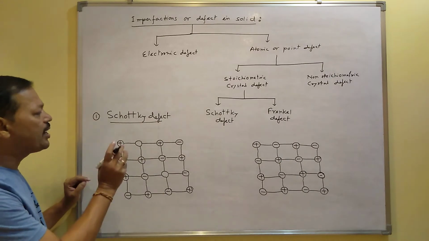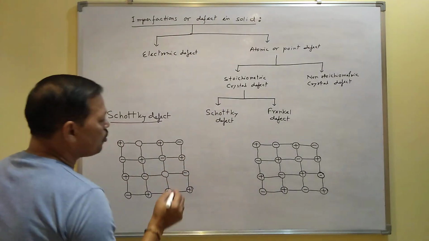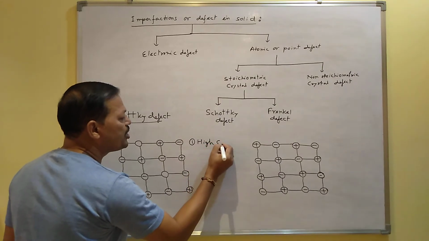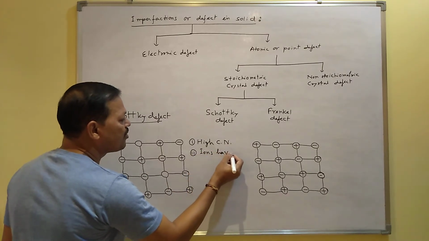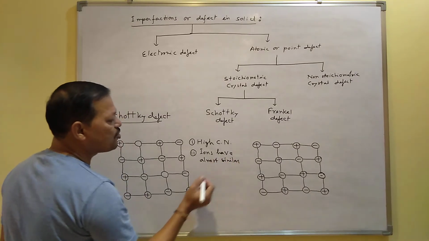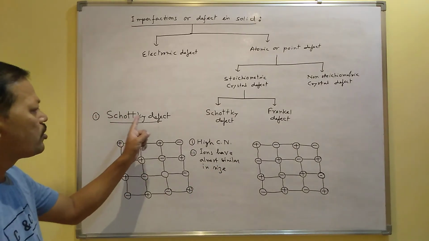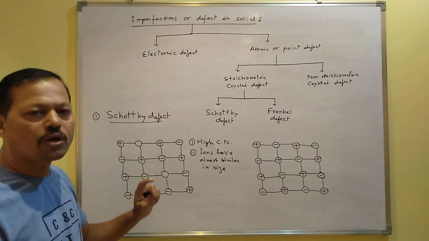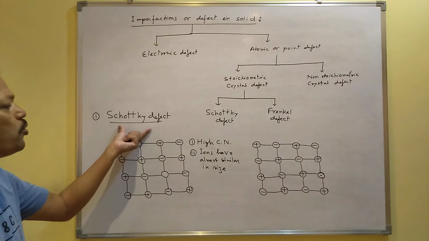Now what type of crystal can show this type of defect? Those solid in which, number 1, the coordination number is high, and number 2, ions have almost similar in sizes. I mean the cation size, anion size almost same. This type of crystal show Scotty defect. I mean those solid whose coordination number is high and those solid in which the cations and anions have almost similar in size, that type of crystal generally shows Scotty defect.